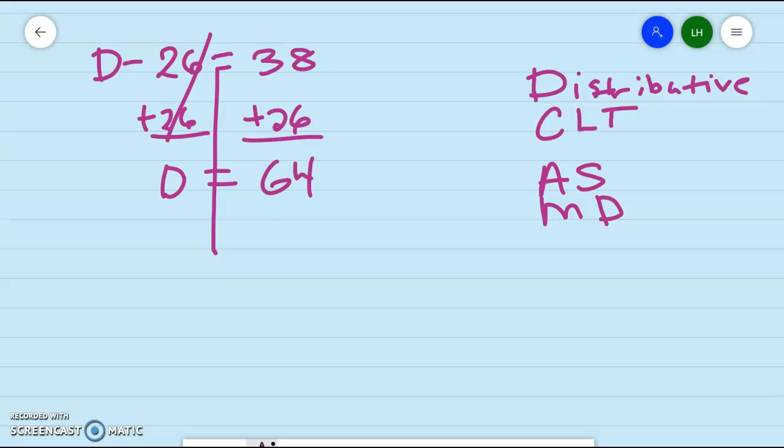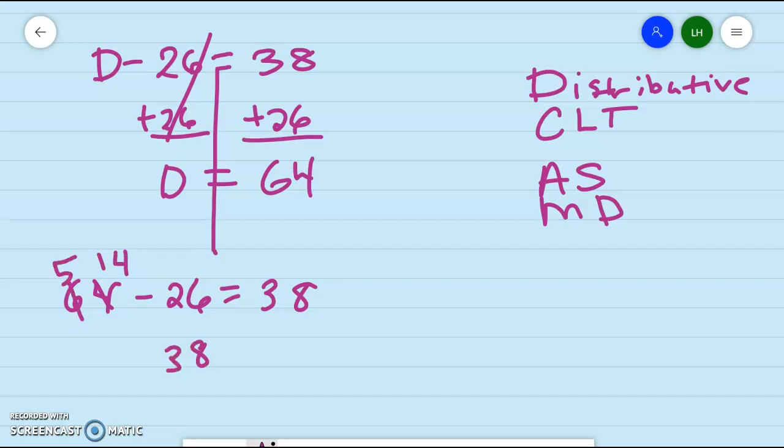64. And then when you're doing the homework, I think you plug that back in to check it, to make sure that it equals. And we know that 14 minus 6 is 8, and 5 minus 2 is 3. So that works out.